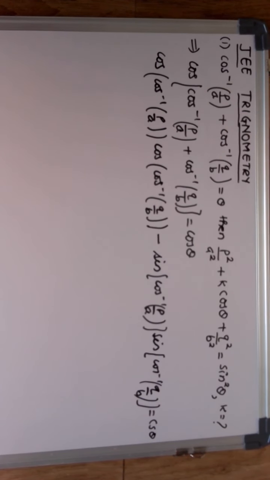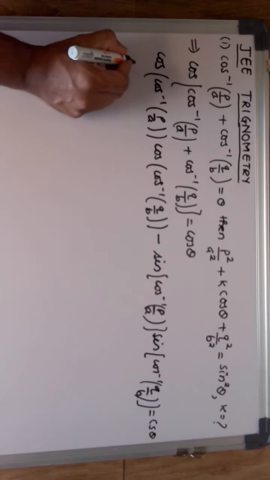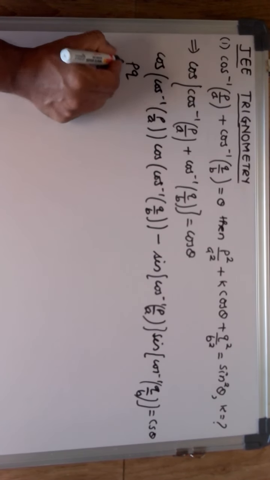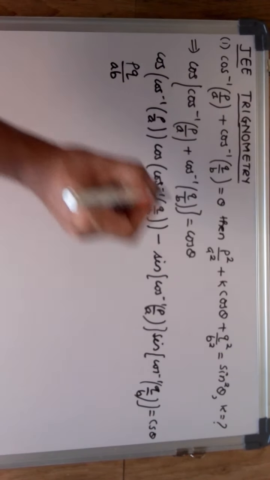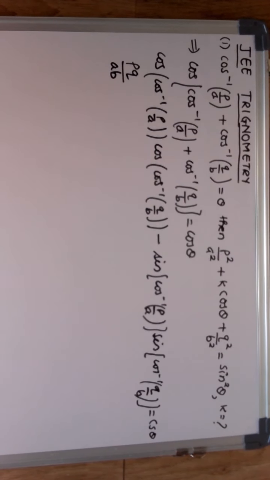Now you can see here I have cos of cos inverse. So obviously I will get P by A, and cos of cos inverse Q by B is equal to Q by B. That means this will become your PQ upon AB. Now I will work on this particular part.